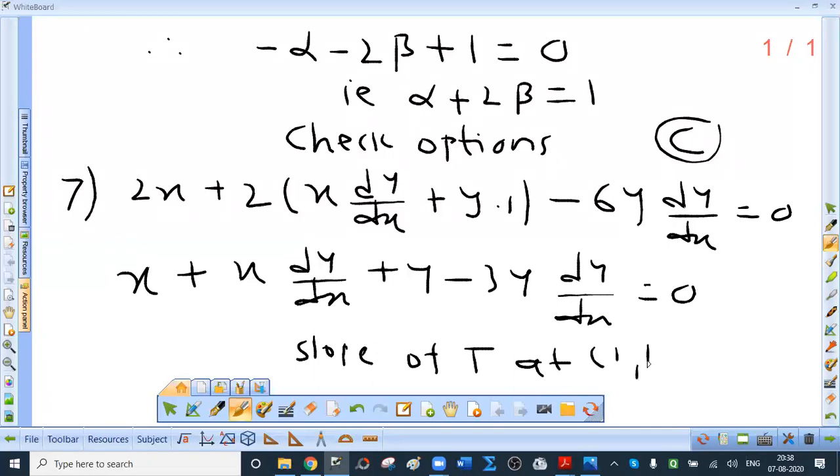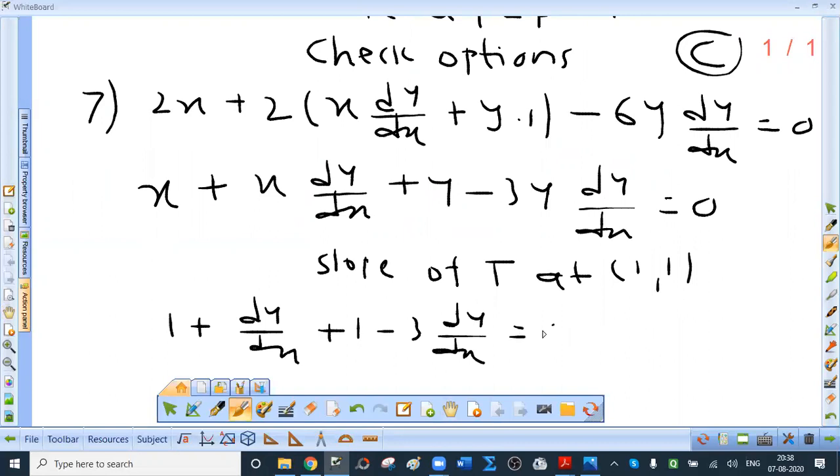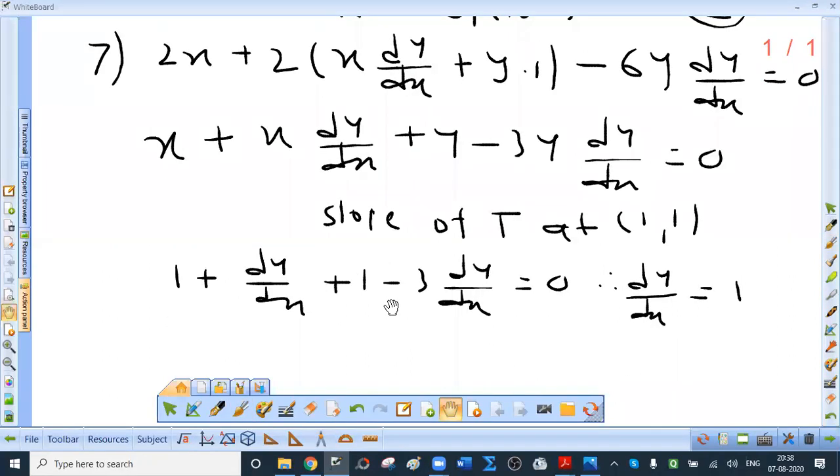So slope of tangent at 1, 1. First we have to find slope of tangent. So what will be the slope of tangent at 1, 1? Put x equal to 1, y equal to 1. So 1 plus dy dx plus 1 minus 3 dy dx equal to 0. So what is dy dx from this? dy dx is nothing but 1. Okay. Therefore, slope of normal, remember normal is perpendicular to tangent. So it is minus 1 upon 1, that is minus 1.